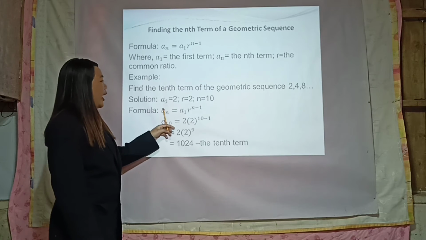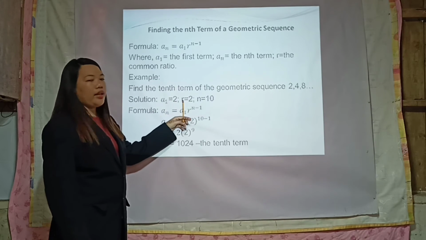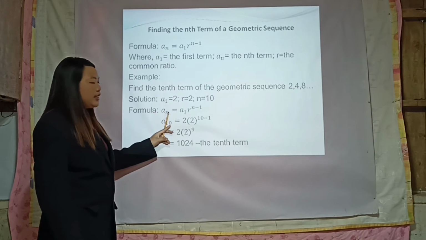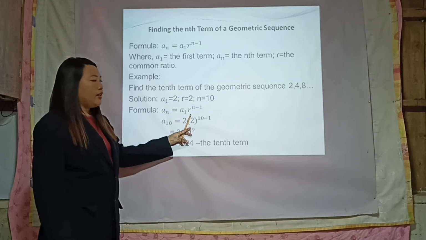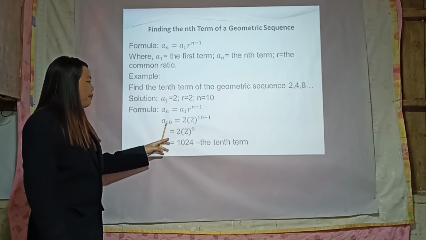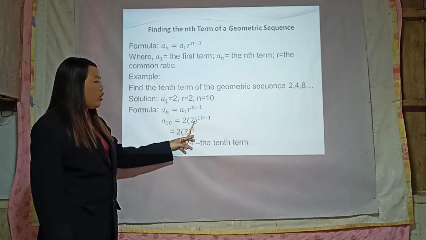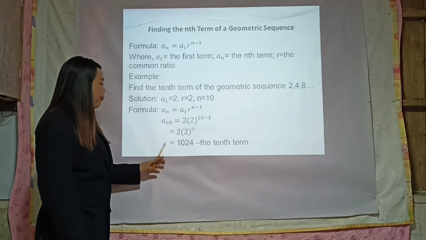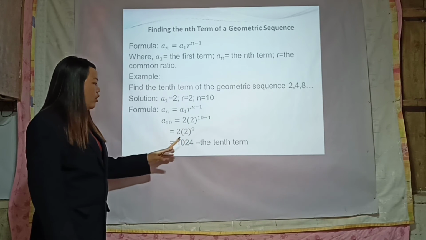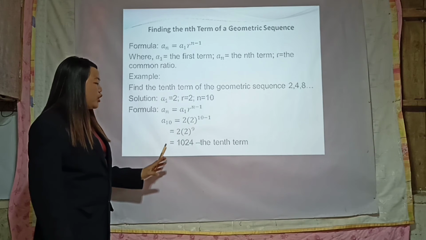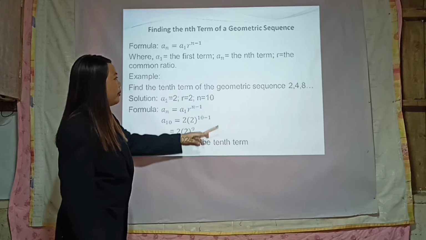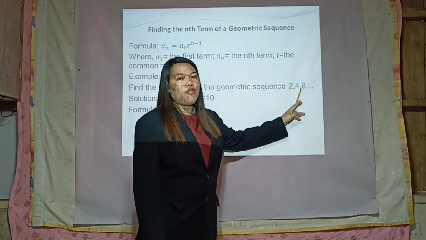So solution, a sub 1 is equal to 2 and r is equal to 2 and n is equal to 10. So formula, a sub n is equal to a sub 1 times r raised to n minus 1. So a sub 10 is equal to 2 times 2 raised to the power of 10 minus 1. So 2 times 2 raised to 9. So 2 raised to 9 is equal to 512 times 2 is equal to 1024, which is the 10th term of the geometric sequence 2, 4, and 8.